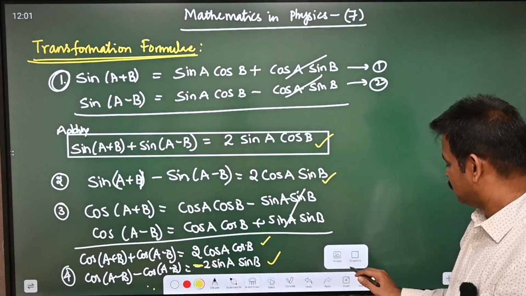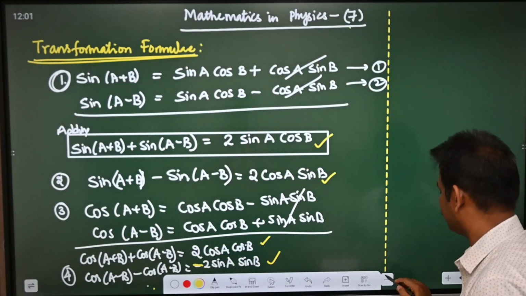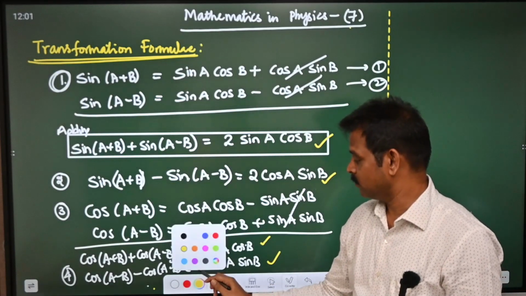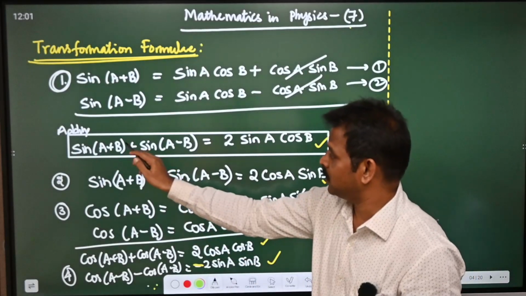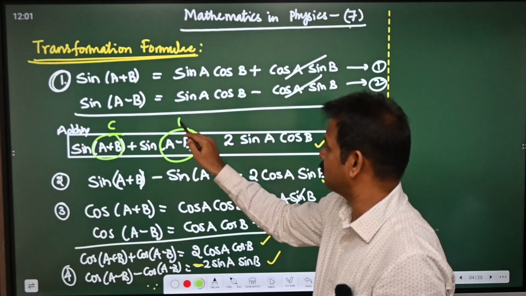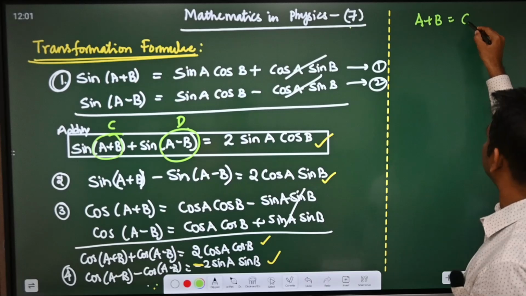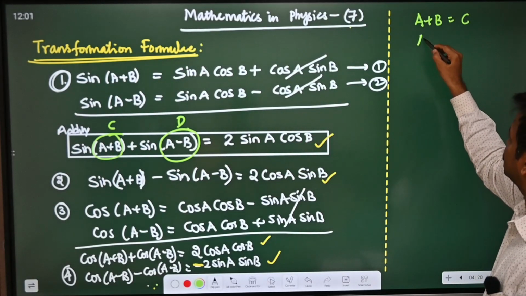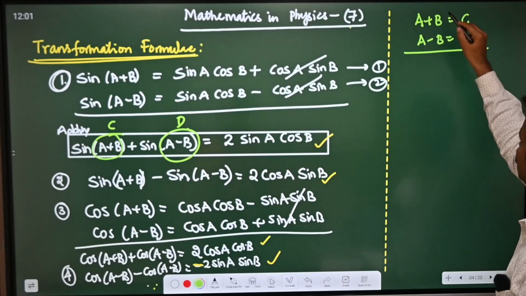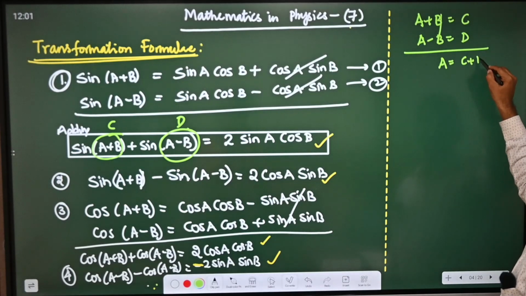Sometimes students, the same expressions can be given like this also. You just observe this equation. Suppose in place of A plus B, if you write C, A minus B if you write D, so I am writing here A plus B as C, A minus B is equal to D. Now if you add these two, we can see 2A is equal to C plus D, or A is equal to C plus D by 2.